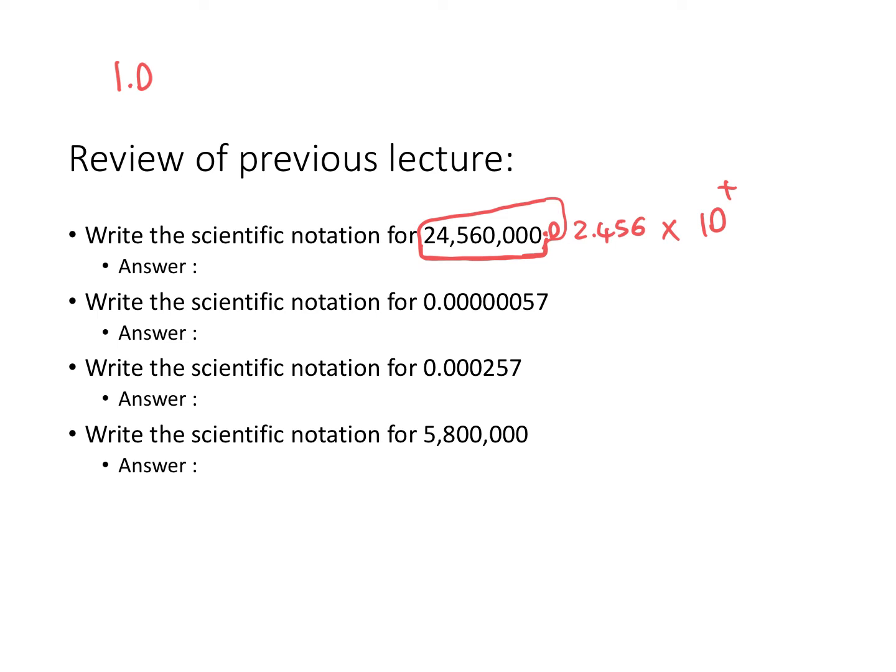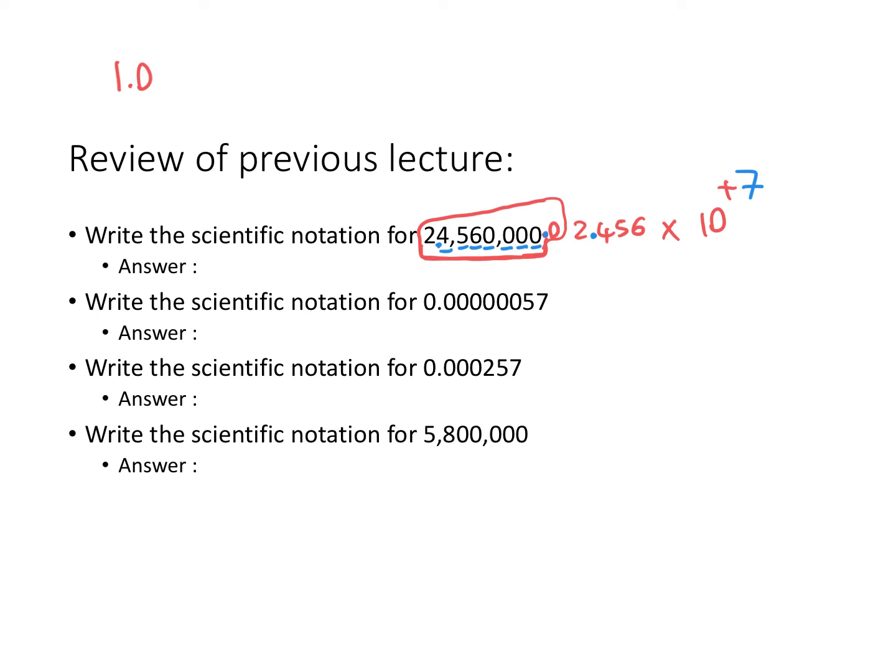So what I'm saying is that the decimal point here is after the last 0. And then you wrote this number as 2.4, right? You change the decimal point to here, and then you count the difference between these two decimal points. 1, 2, 3, 4, 5, 6, 7. So this would be the scientific notation of this number.